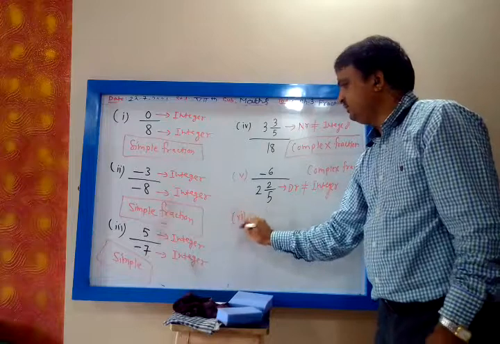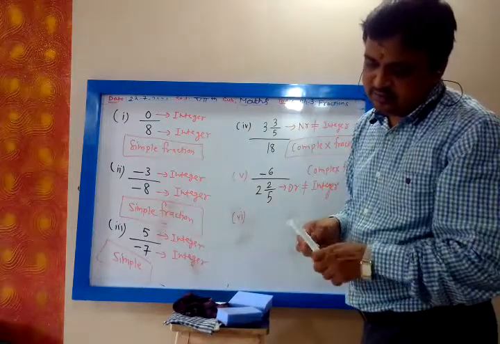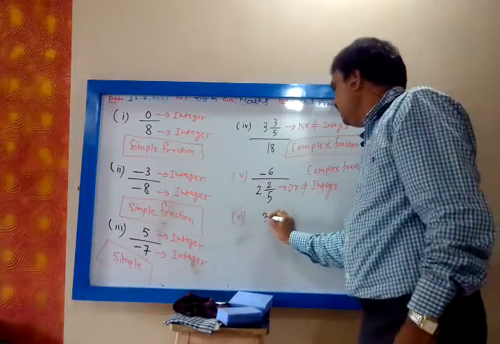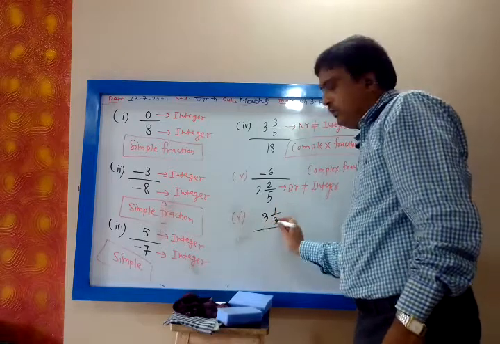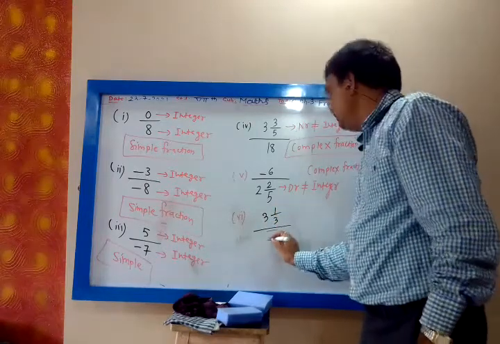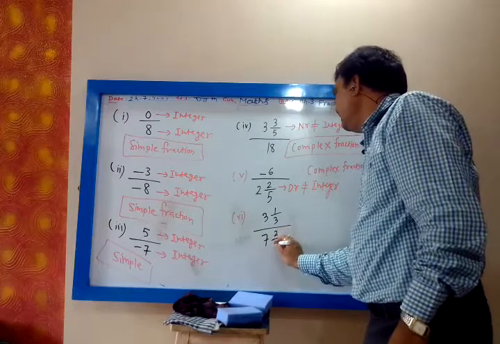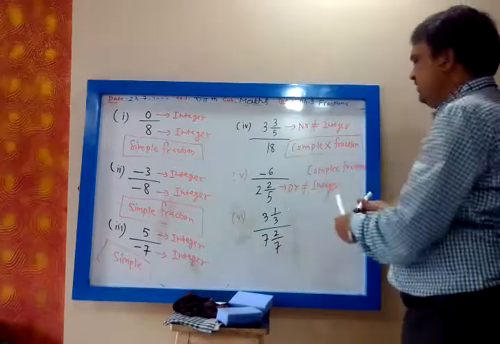Then sixth one, 3 and 1 by 3 upon 2 and 1 by 7. Yes. Now both are not integers. Yes or no?